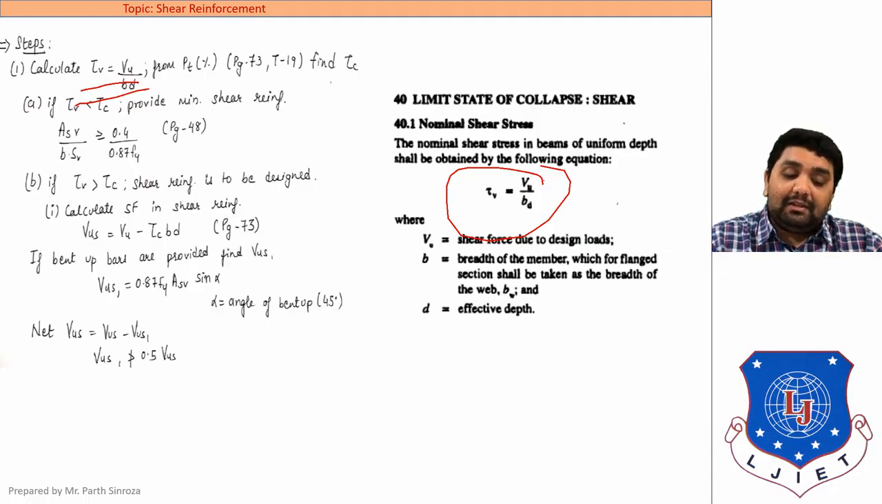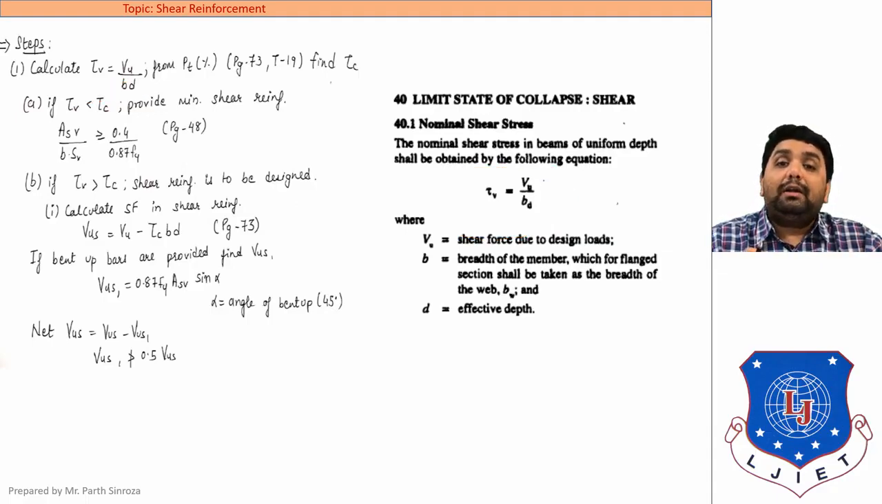Clear? Now the second thing will be to find our tau c. Now what is the difference between tau v and tau c? Tau, as I said, refers to shear stress. V refers to nominal shear stress as mentioned in our code, that is clause 40.1, and tau c will be shear stress due to concrete. Clear? Now again, everything is prescribed in code. We just need to refer to the pages, or we just need to know where which equation is located. So for tau c, we need to move on to page number 74.